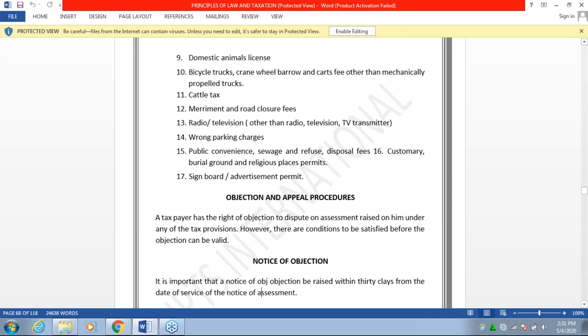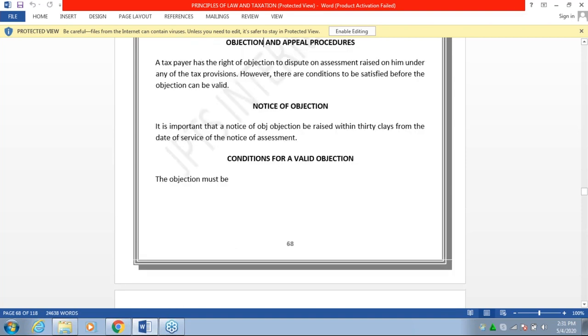because a taxpayer has the right of objection to dispute an assessment raised on him under any of the tax provisions. However, there are conditions to be satisfied before the objection can be filed. What are those conditions? It is important that notice of objection be raised within 30 days from the date of service of the notice of assessment.